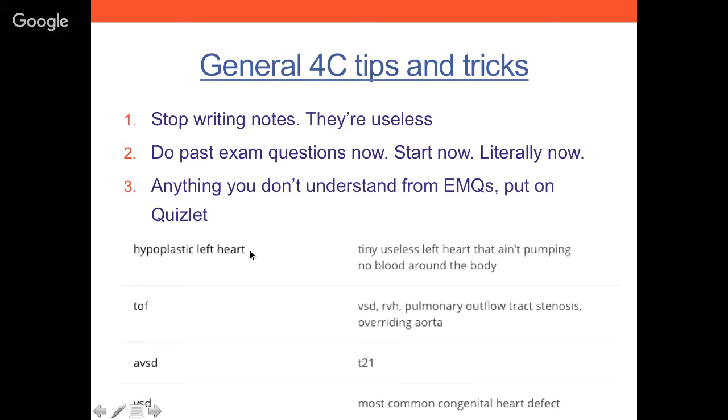I've just done a screenshot of my Quizlet to show you how I've done it. On the right-hand side, I just have the sentence. And on the left-hand side, I have one word to describe it. Yeah.